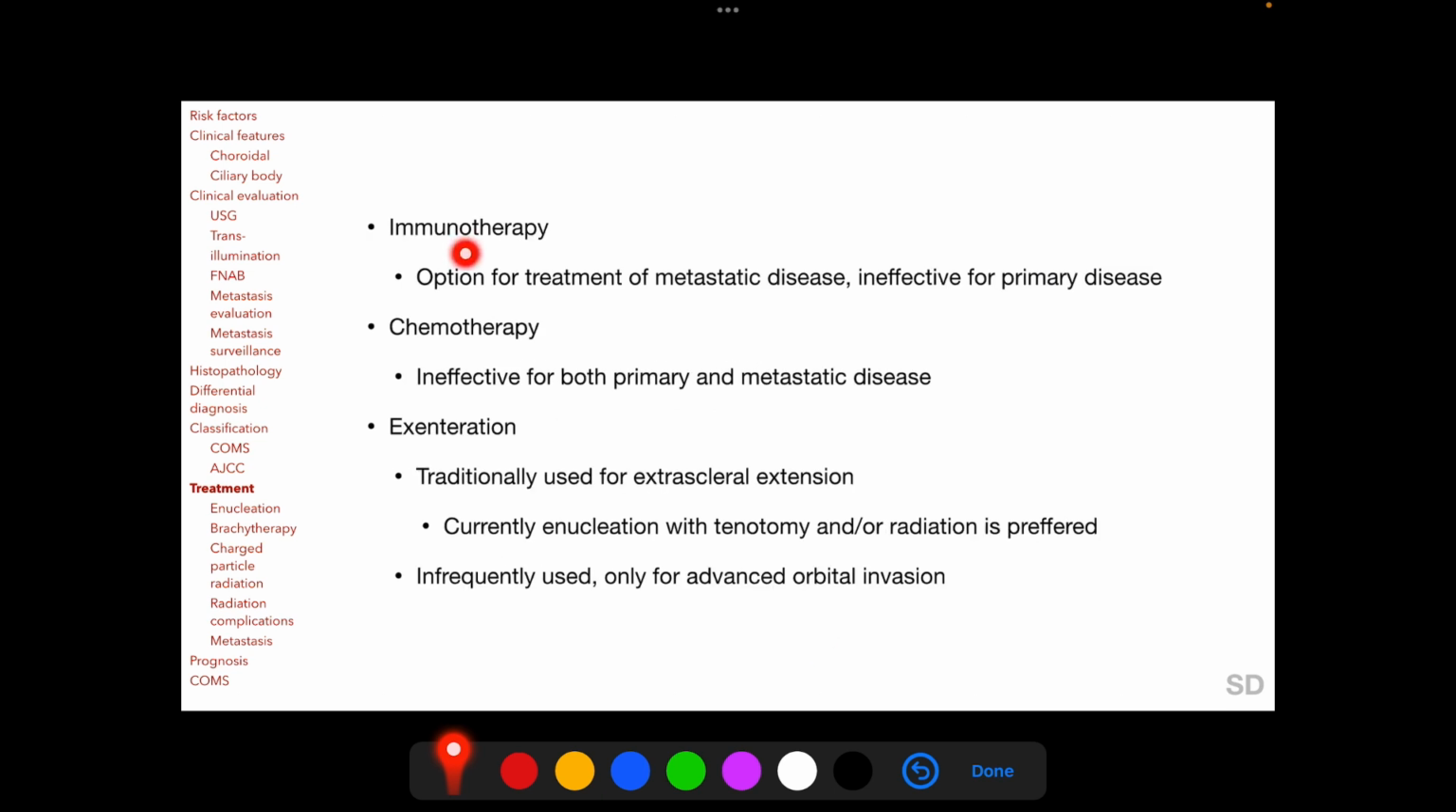Immunotherapy is partially effective for treatment of metastatic disease but is ineffective for the primary choroidal tumor. As we have discussed, chemotherapy is ineffective for both primary choroidal tumor as well as metastatic disease. Exenteration was traditionally used for choroidal melanomas with extrascleral extension. Currently, enucleation with tenotomy and/or radiotherapy is recommended for tumors at this stage. Exenteration is done only infrequently currently, and that too for debulking advanced orbital invasion only.